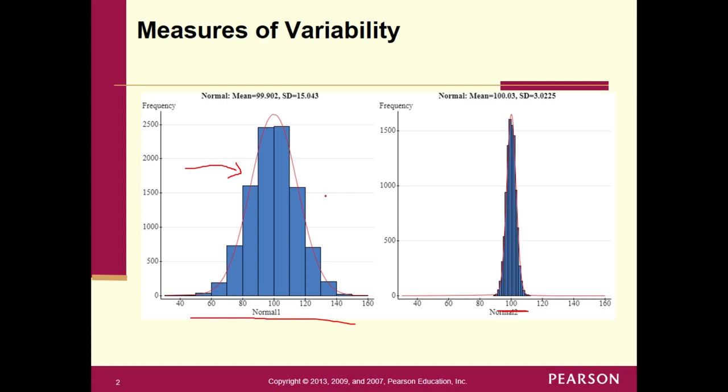What we're seeing here is that for this data set over here, you're going to get larger measures of variability. Why? It's more spread out. And over here with this data set, you're going to get smaller measures of variability. It's a lot more condensed.